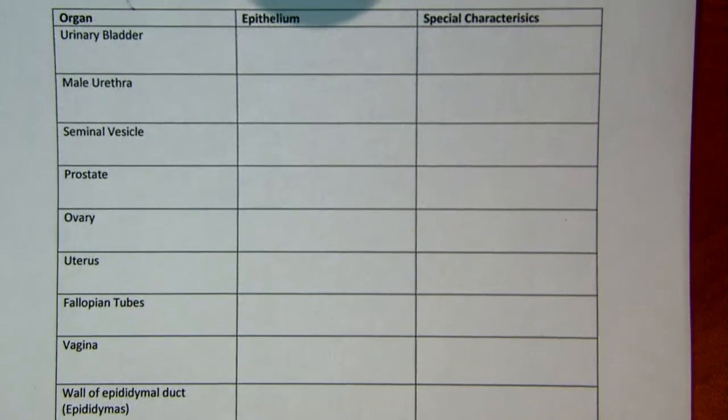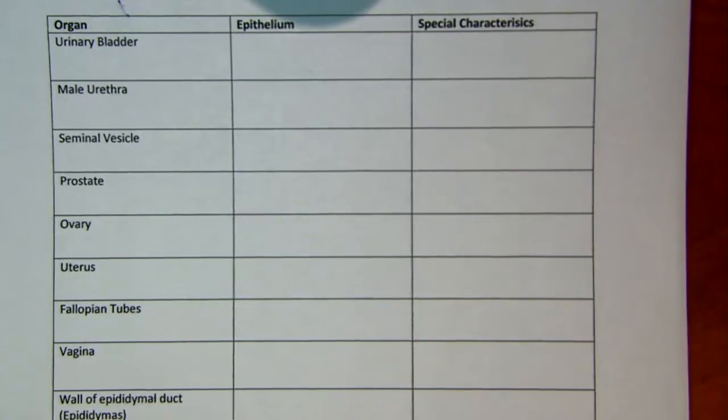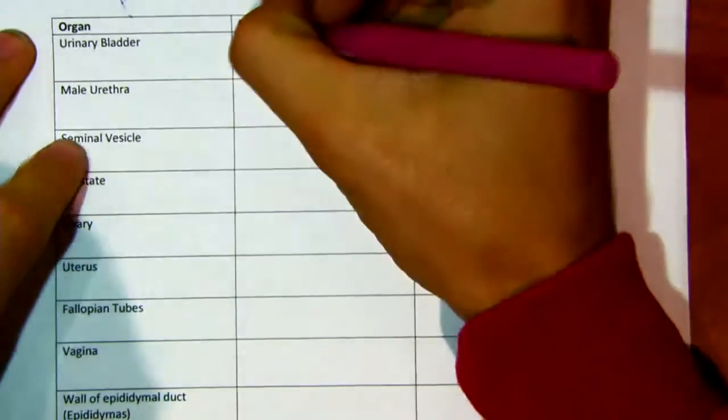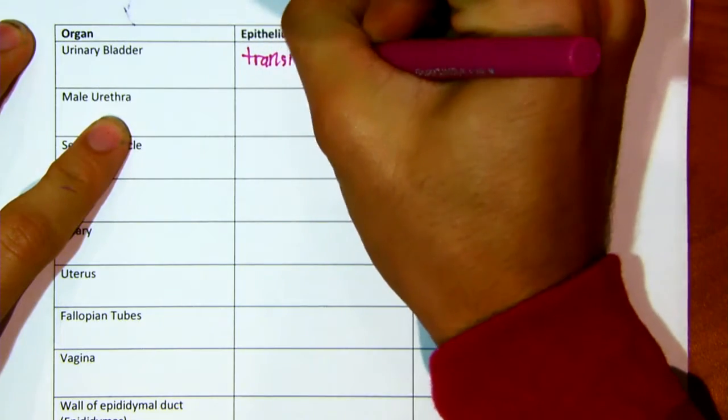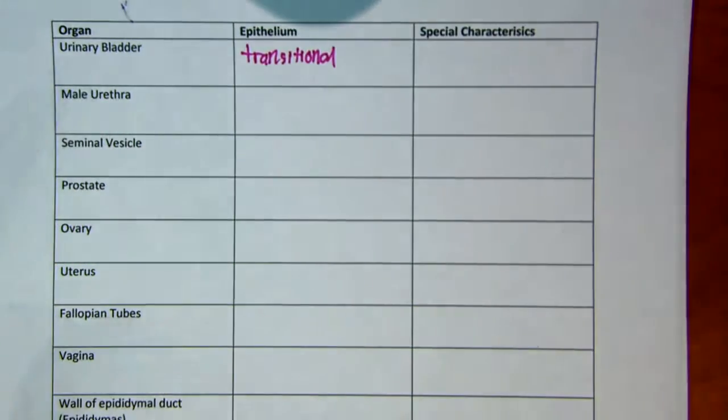So our first organ is the urinary bladder. I encourage you guys to yell out answers if you know them. So urinary bladder, what type of epithelium is it? Transitional. What's another name for transitional epithelium if you didn't see that on your multiple choice? Yeah, urothelium.